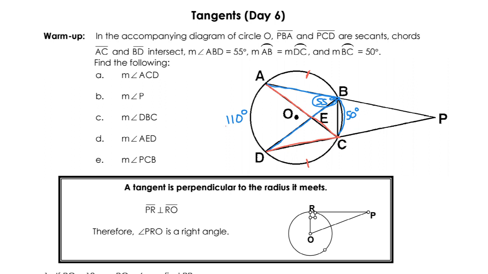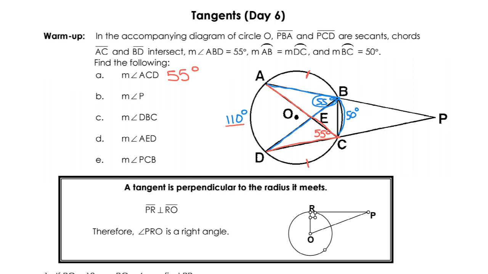We're also going to use this 110 arc to get this inscribed angle to be half the arc, which is 55 degrees. Okay, so two inscribed angles that have the same arc are equal. And so this angle is 55 degrees.